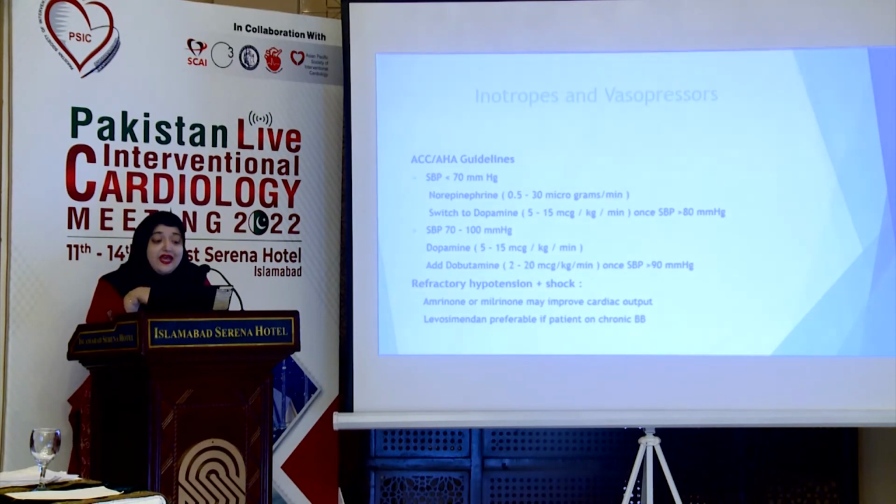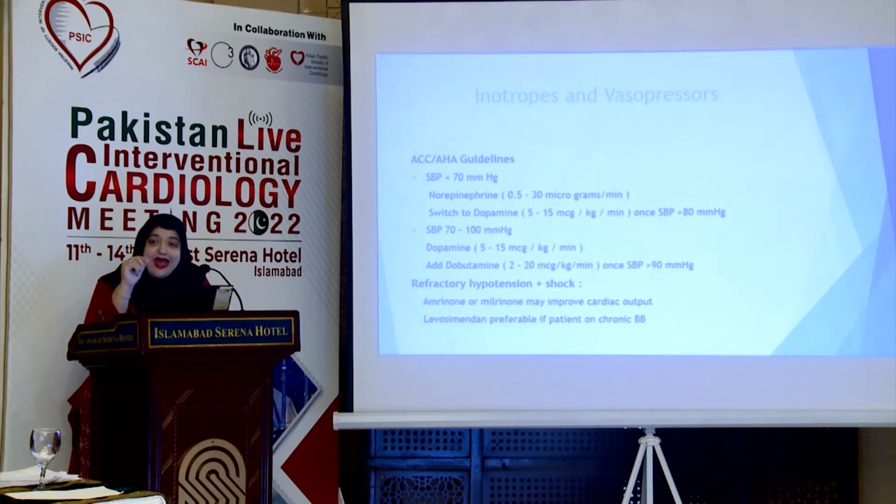So, ACC-AHA guidelines say if systolic blood pressure is less than 70 millimeters of mercury, you should infuse norepinephrine first. Norepinephrine, 0.5 to 30 mics per minute. Switch to dopamine once blood pressure is around 80 millimeters of mercury. And again, the dosage of dopamine, 5 to 15 mics per kg per minute.